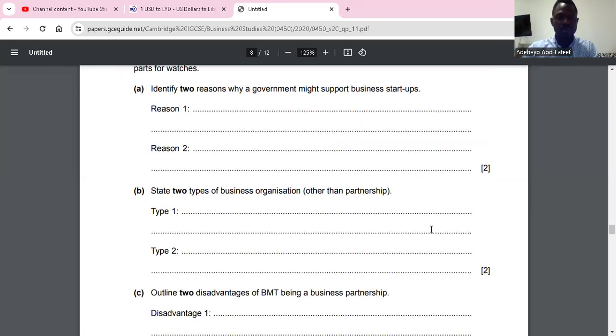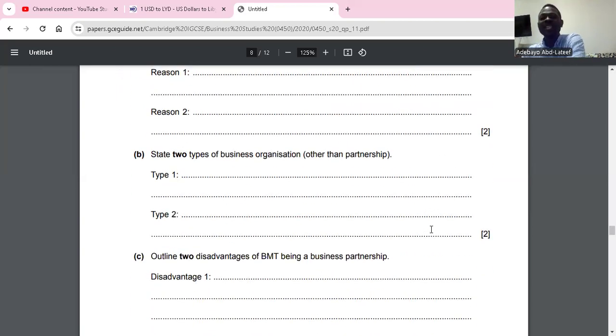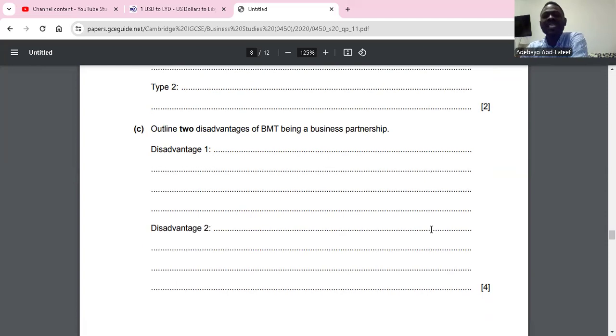Go to 4B. Say 2 types of business organization other than partnership. Other types of business organizations aside from partnerships are public corporation, sole trader, public limited company, private limited company, cooperative, and so on. Question C. Outline 2 disadvantages of BMT being a business partnership. So what is a partnership itself? A partnership is an agreement between 2 or more people to oversee business operations and share its profits and liabilities. Clear? That is the meaning of partnership.